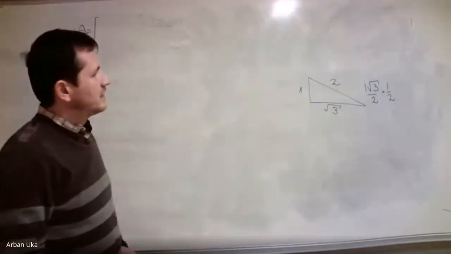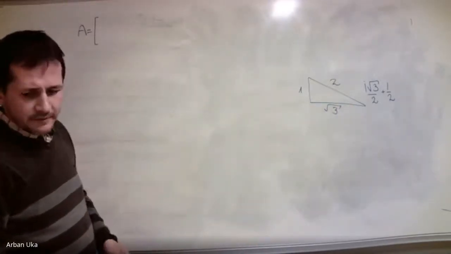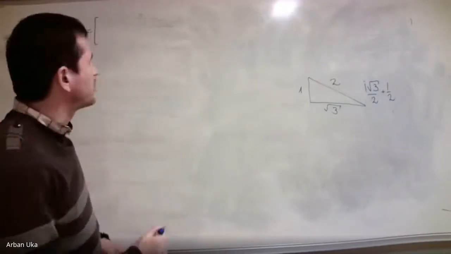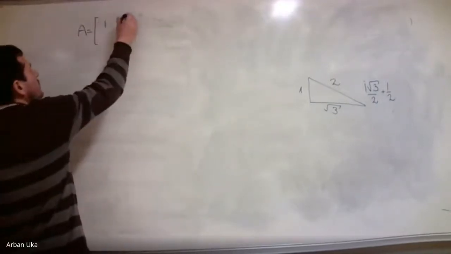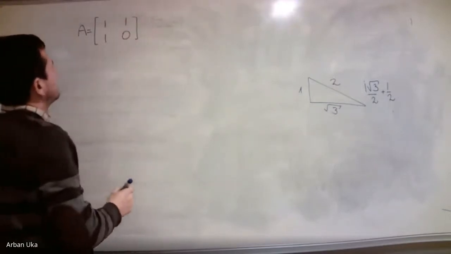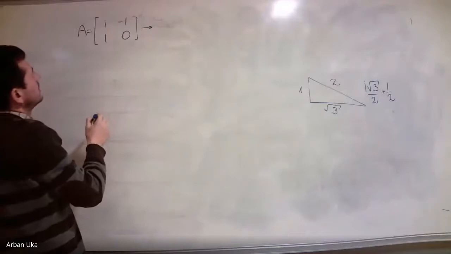So, what do you think about this triangle? What is the cosines and sines of these values? Now, what was the matrix? This was 1, 1, 1, 0. Was this the matrix? 1 minus 1, 1, 0. Is this minus 1? Both.